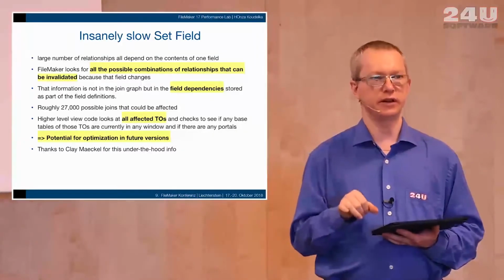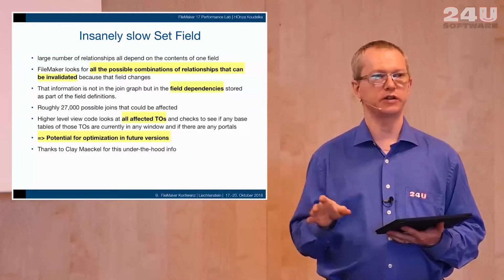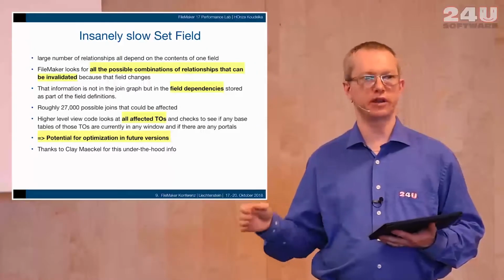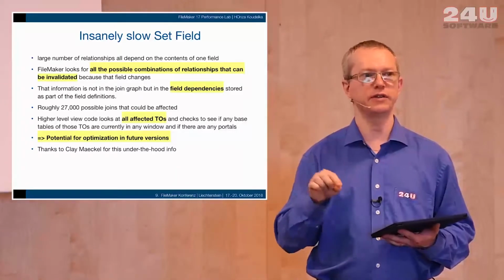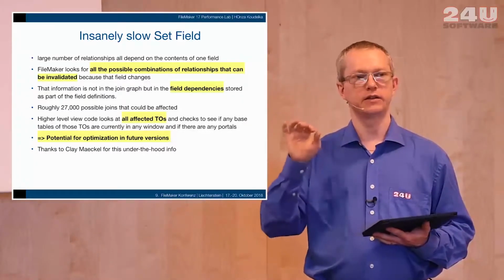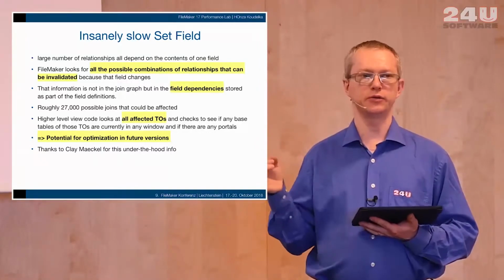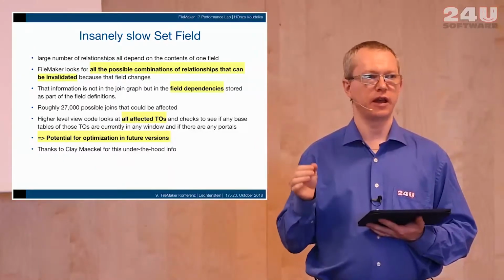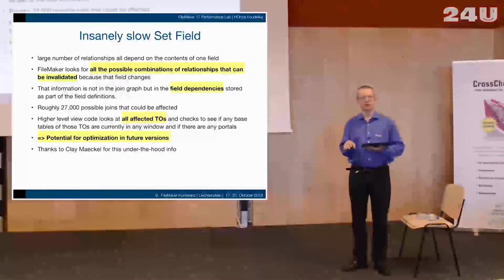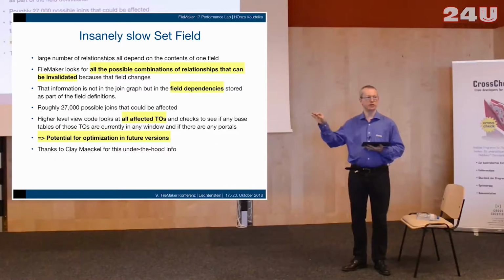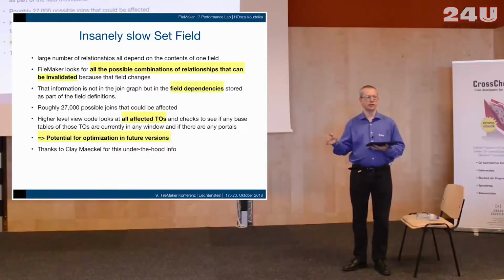When you do a set field, there is a structure. In addition to the master map of table occurrences, there is another structure which is stored for every single field, and that's field dependencies. This is what FileMaker is checking every time you do a set field, and it's doing it for the purpose of properly updating other windows you have open if you change a field that affects a relationship.